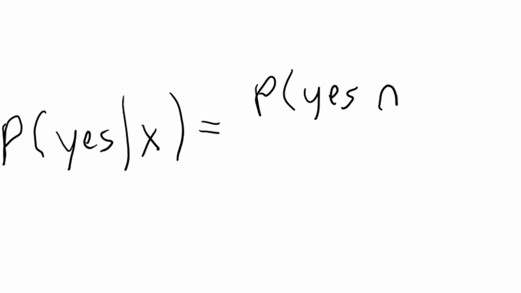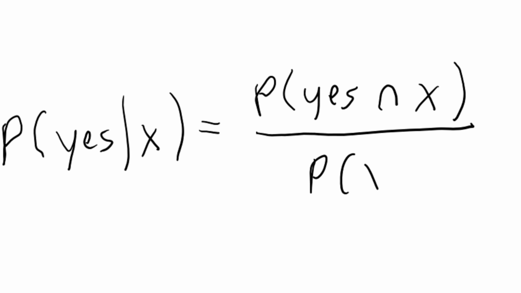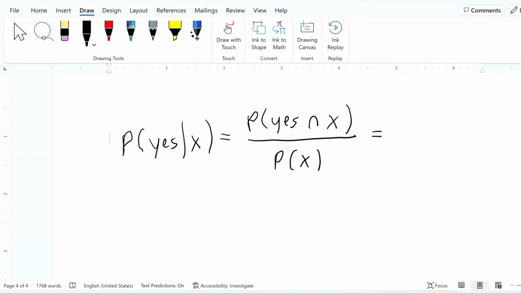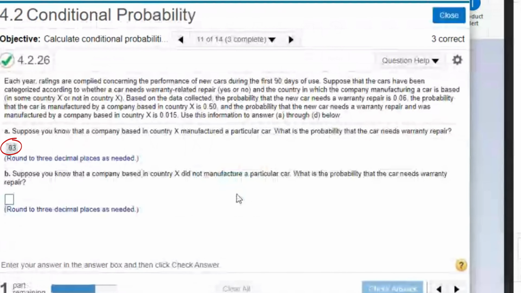And that is equal to the probability of yes intersection X divided by the probability of X. So the numerator is the intersection of yes and X, and that's 0.015. And the denominator is the probability of the given, so the probability of X, that's 0.5. So 0.015 divided by 0.5 is 0.03. So that's the answer, 0.03.